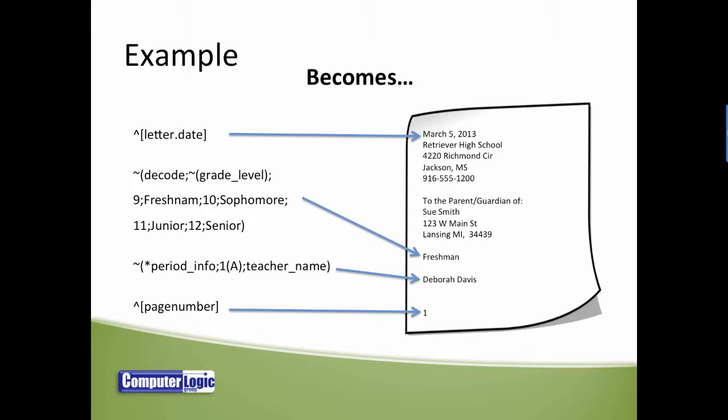If the grade level is 10, it will print sophomore, 11 junior, and 12 senior. And then here's that period information that we talked about. Using the tilde period underscore info, as long as I identify what period it is I'm pulling the information from, I could pull the teacher name, course name, anything about that period that's available in those data access tags. If I'm doing a multi-page report, I can also use the caret square bracket page number field that allows me to number my pages so I can keep them in correct order.